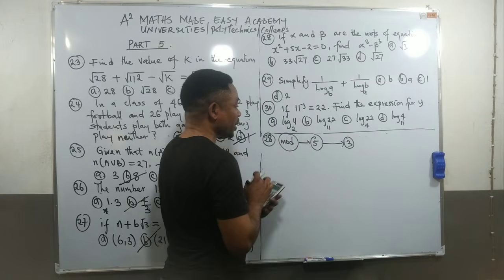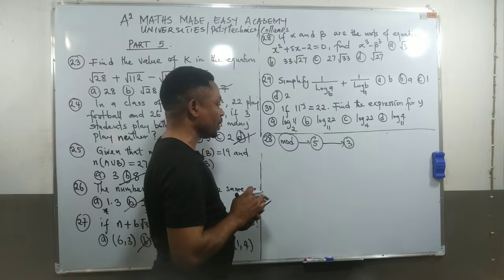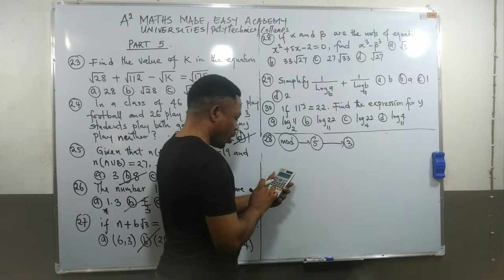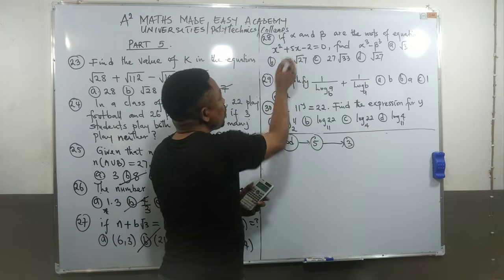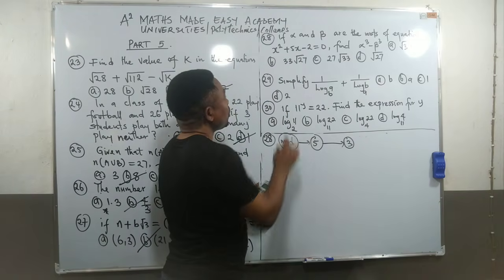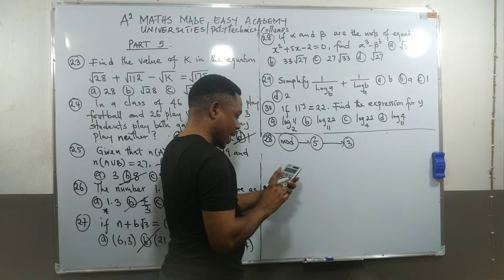Now it will be in quadratic form. Are you with me now? First of all, what is the coefficient of x squared here? 1. Punch 1, then equal to. What's the coefficient of x here? 5. Punch 5, then equal to. Finally, what's the constant here? Minus 2. Punch minus 2, then equal to.